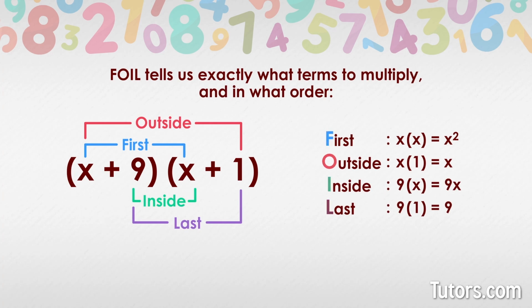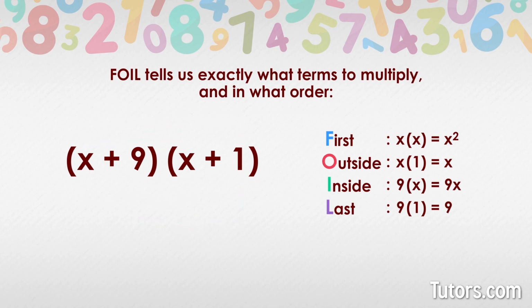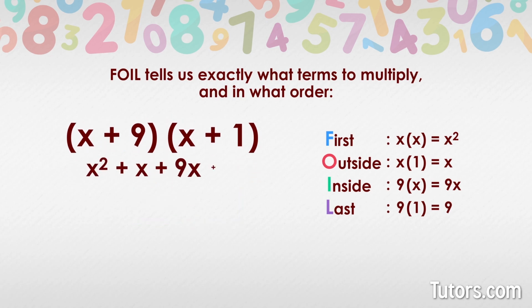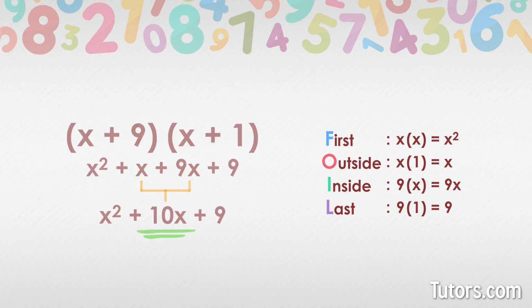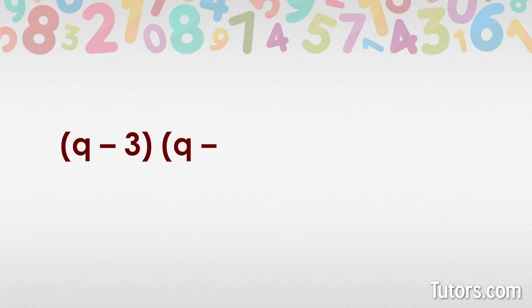By following FOIL, or foiling, no terms are overlooked. All the terms in the first binomial are combined with the terms in the second binomial properly. Everything gets counted. Let's apply the FOIL method on a couple of examples.